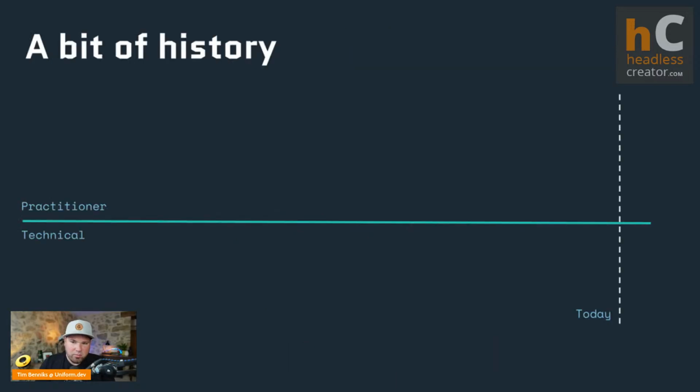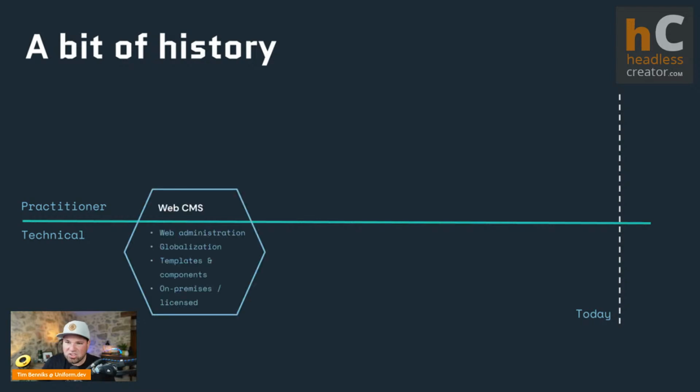So let's talk a little bit about the history that is surrounding this DXP, because it wasn't always a thing. It's been around for a while, but when we started all this, we have something like that Forrester, which is a similar group to Gartner. They called this the web CMS. And you can see that the practitioner side is actually only web CMS. And then the technical side is everything else, from administration to localization or globalization things to templates and components. How everything works, it's fully technical.